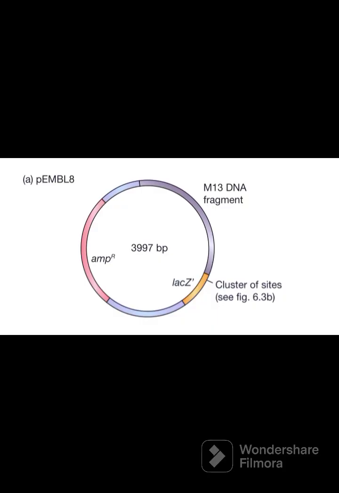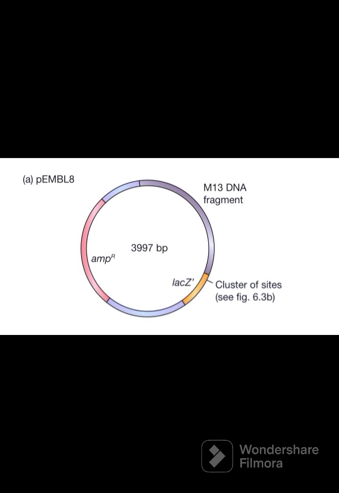We can see here a version of pEMBL8 is given. As I told you, pEMBL8 is made of pUC8 and an M13 DNA fragment. Here we can see pUC8 had an ampicillin resistance gene part and a lacZ gene, as we remember, right? And that M13 DNA fragment is there. Its size, the pEMBL8 length, is about 3.9 kilo base pairs.